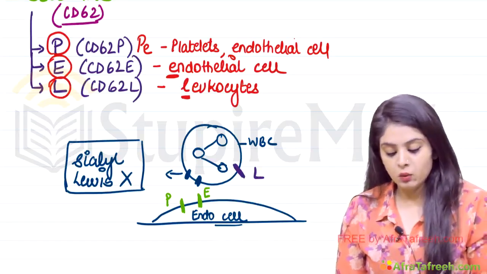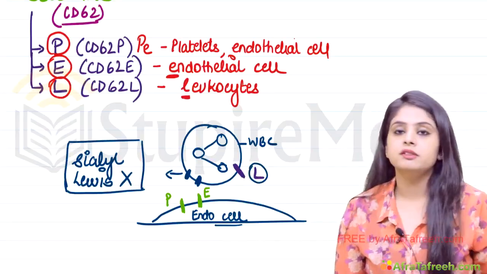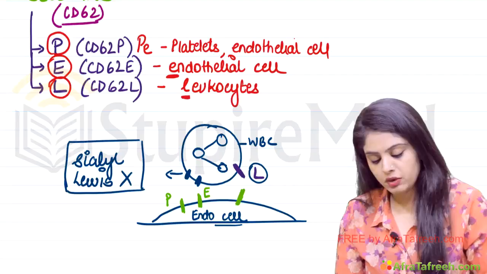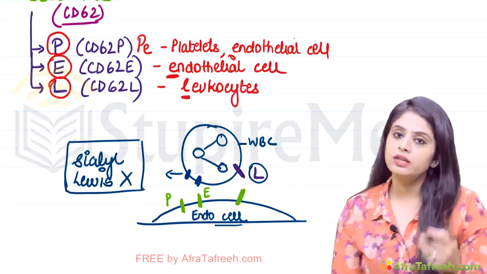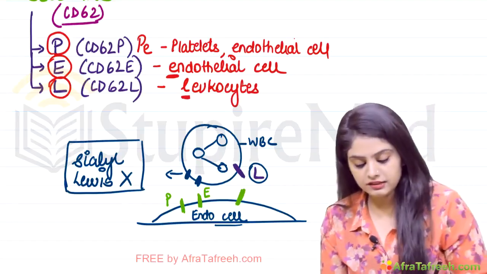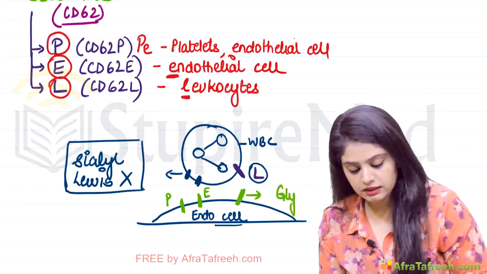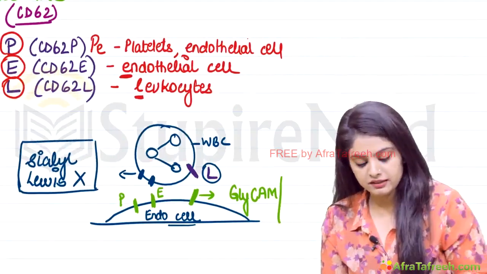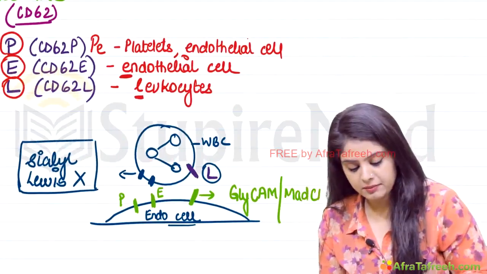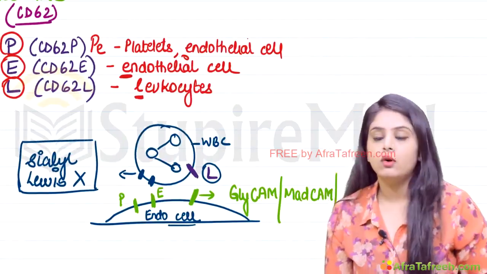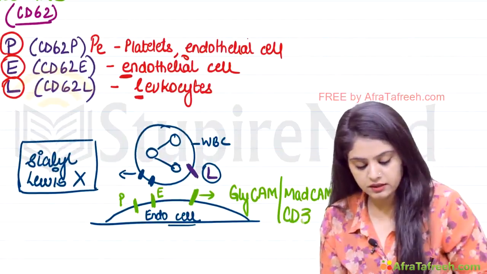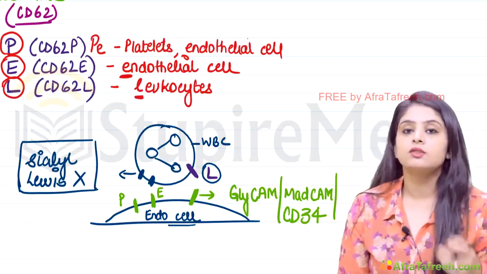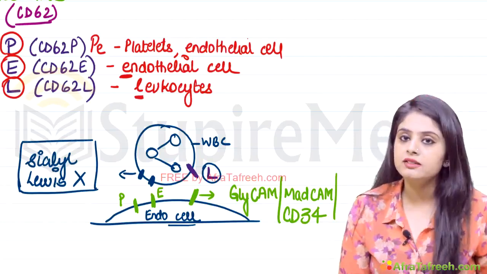Similarly, go on to the other aspect. What was the selectin present on WBC? L-selectin. So this means that there is something corresponding present on the endothelial cell also, only then will it combine. And this is known as glycan, also known as MAdCAM, also known as CD34. Remember, CD34 was a marker of endothelial cells. So obviously it will be present on the endothelial cells.